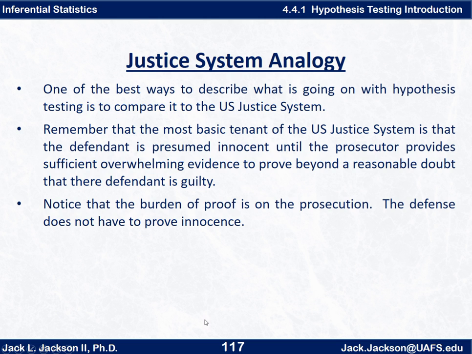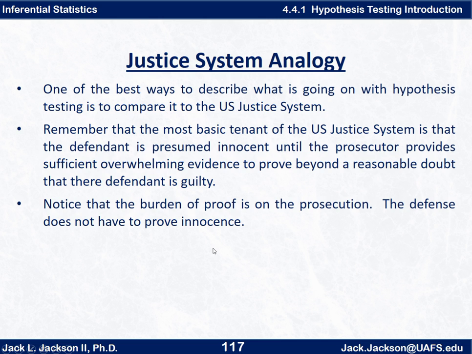Now, one of the best ways to describe what's going on is by way of an analogy. And we're going to use an analogy by comparing to the United States justice system. So remember that the most basic tenet of the U.S. justice system is that the defendant is presumed innocent until the prosecutor provides sufficient, overwhelming evidence to prove beyond a reasonable doubt that the defendant is guilty. Notice that the burden of proof is on the prosecution. The defense does not have to prove innocence. All the defense really has to do is to try to show that there's reasonable doubt. Okay, and so the bar is set pretty high here for the prosecution.